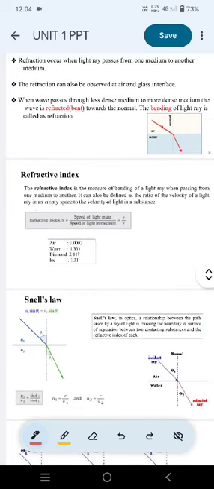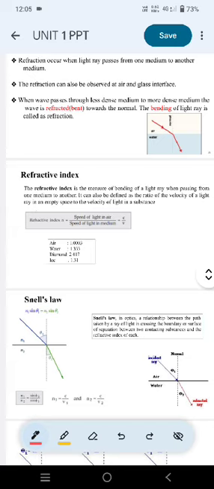Next one, refractive index. The refractive index is the measure of bending of a light ray when it passes from one medium to another medium. Here the word medium is nothing but the place in which the wave or light is propagated. For example, we can consider air, water, silica glass, diamond as a medium. So refractive index is the bending of a light ray when it passes from one medium to another medium.